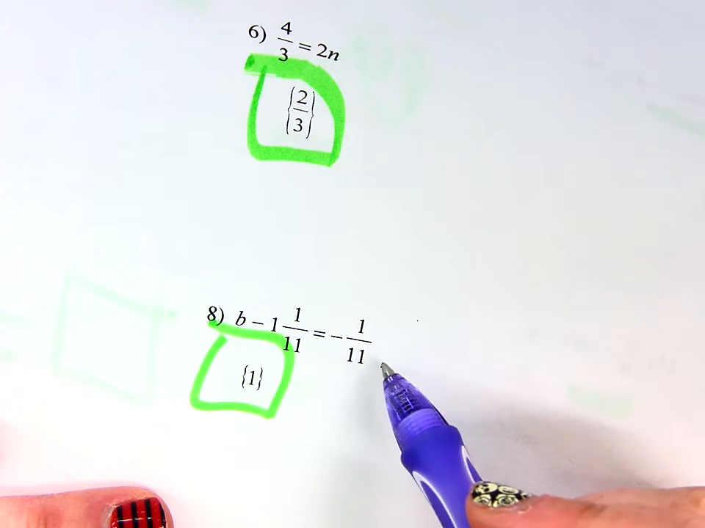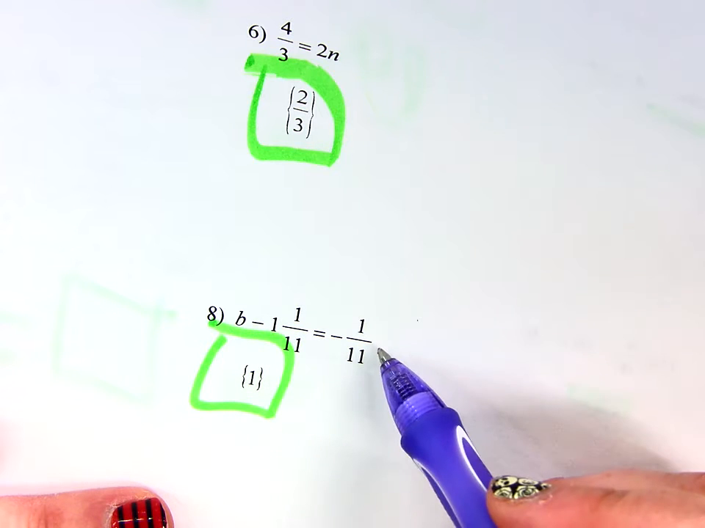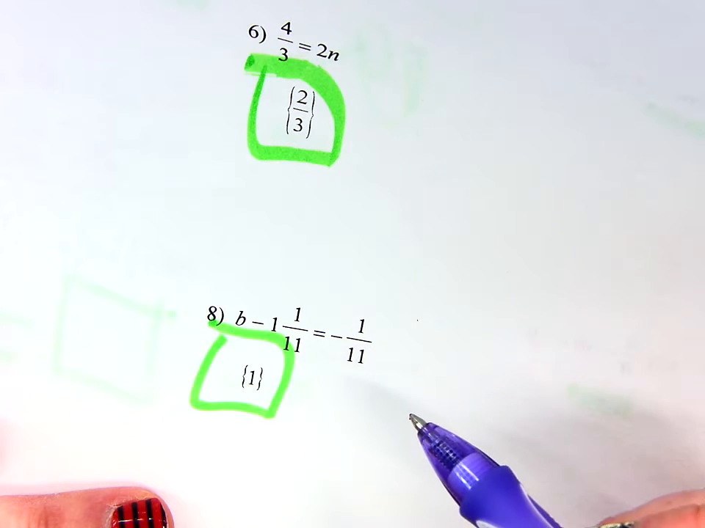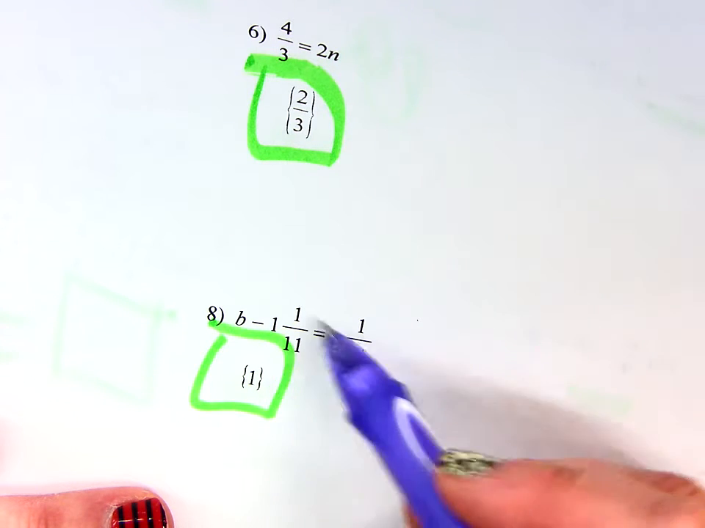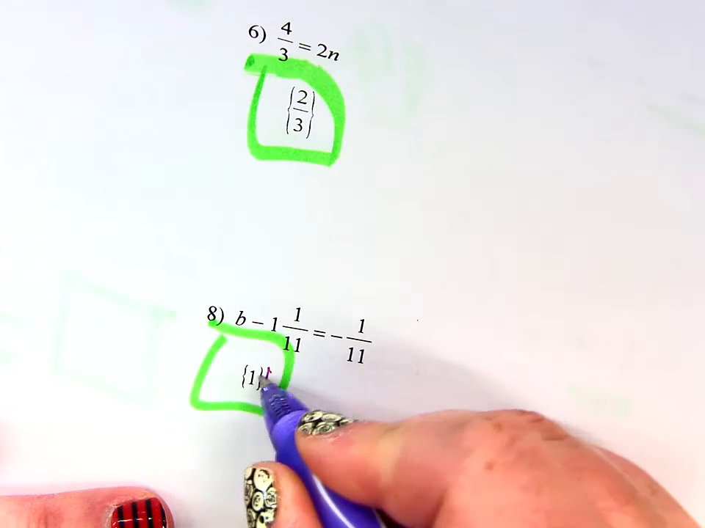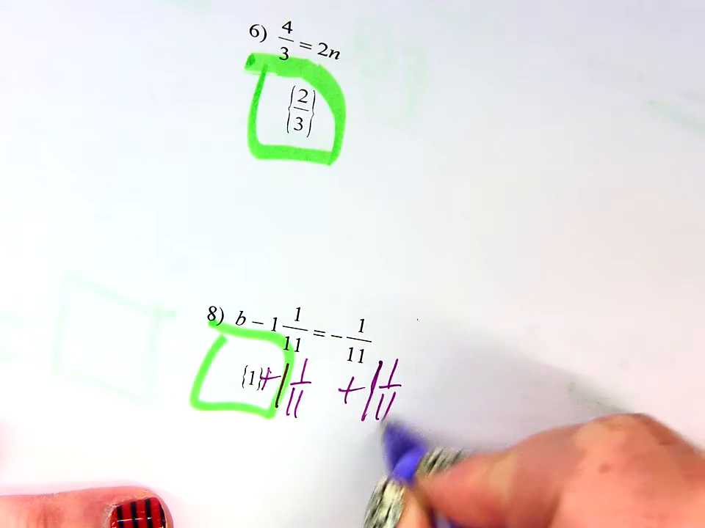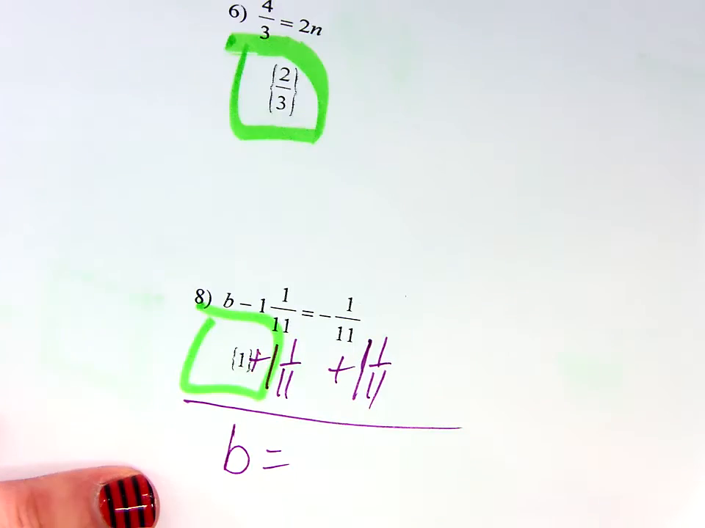So let's see. A lot of you went ahead and cleared the fractions on this, and some of you didn't. Some of you just added 1 and 1/11th to the other side, and that's fine too. It doesn't matter. What did you just add, 1 and 1/11th? Okay, let's do that. So if I add 1 and 1/11th to both sides, here's where I'm at.